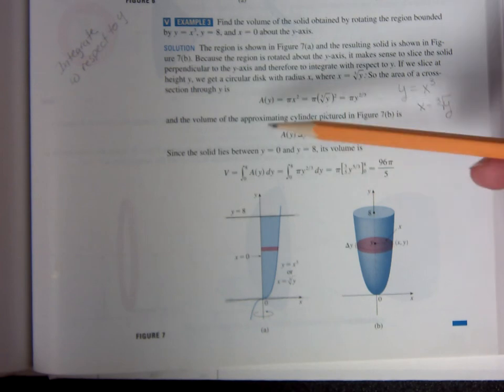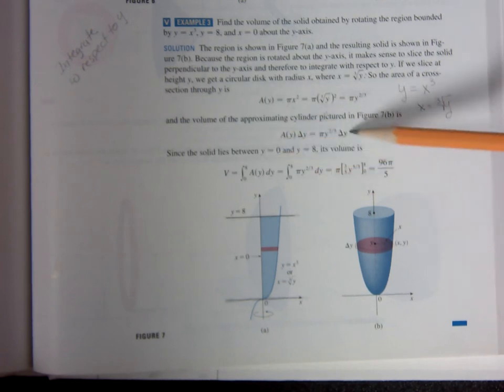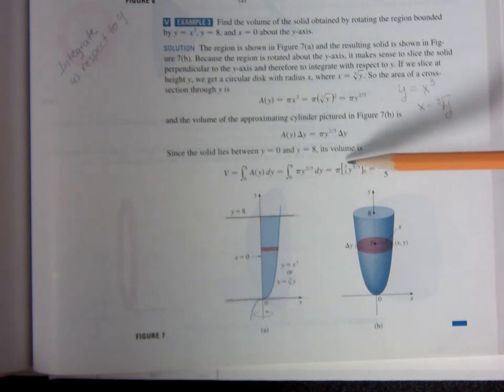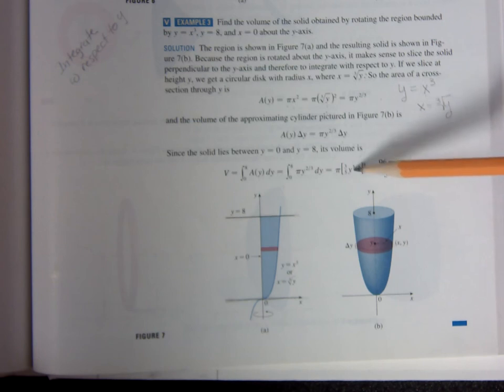So taking a look at the volume, I just plug my values in, integrate it, so I get y to the 5/3 over 5/3, which becomes 3/5. And I can take my 3/5 pi out and then plug in my 8 minus 0, so it wipes that out.